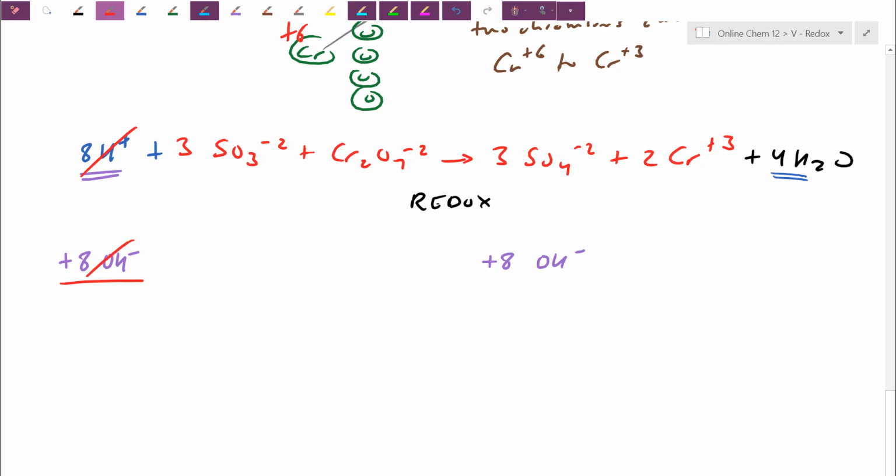Acid neutralizes base, but it's not like they vanish. They end up creating 8 waters. And now I'm going to probably have waters on both sides, which I do. 4 waters there, 8 waters there. Let's cancel 4 of these and get rid of that.